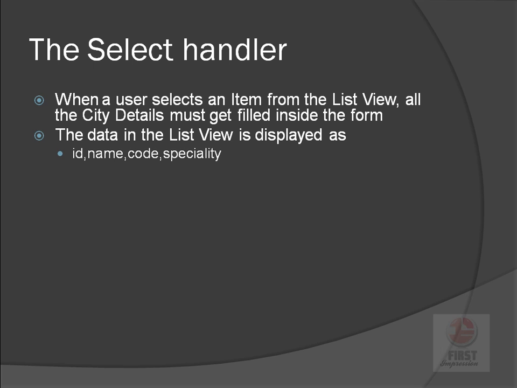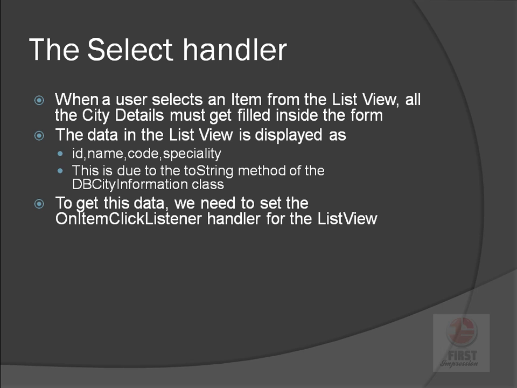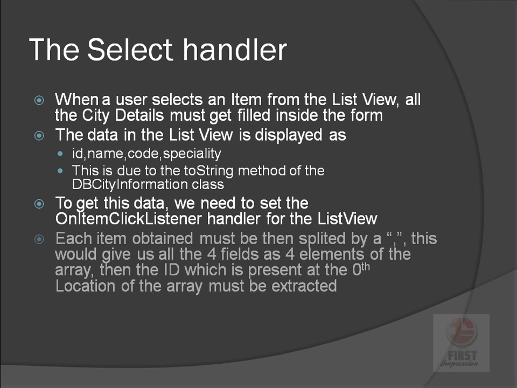The data inside the list view is displayed in the following format: id, name, code, specialty. This is due to the toString method that we have already seen. To get this data, we need to override which function? OnItemClickListener. Each item obtained will be then split by a comma. That is, we'll split the item with a comma. By splitting that with the comma, we'll get 4 fields. That is the 4 elements of the array. Out of this, the ID is present inside the 0th location. Name is inside the first, code inside second, and specialty inside third.